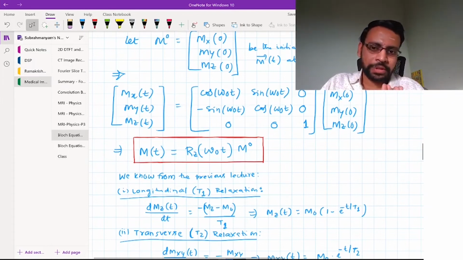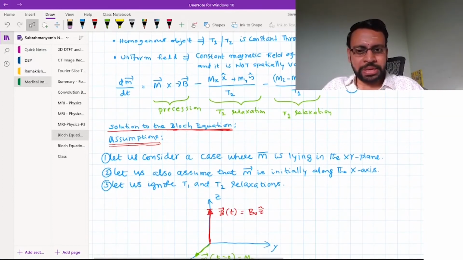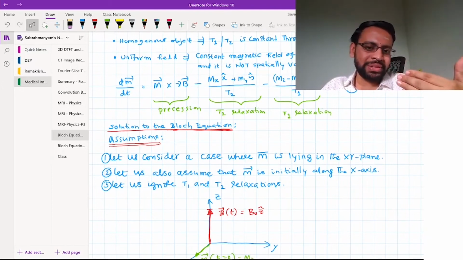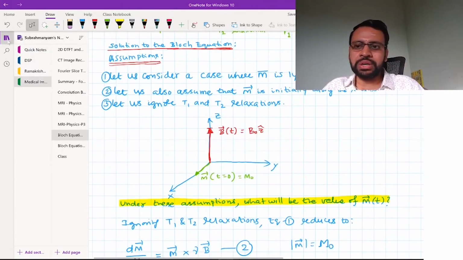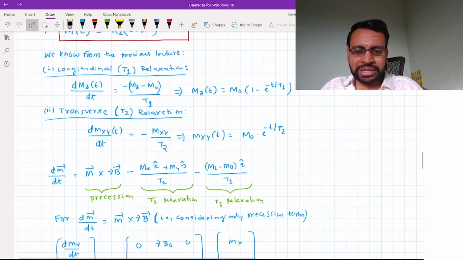Hope that is clear. Then what are the assumptions that we have to lift now? The XY plane, the first assumption, has been removed now. The second assumption of being on the x-axis is removed. All we are left with is introducing T1 and T2 relaxations. That's what we are going to do here. So we will come back to our initial expression, where these are the two additional terms associated with T2 relaxation and T1 relaxation.